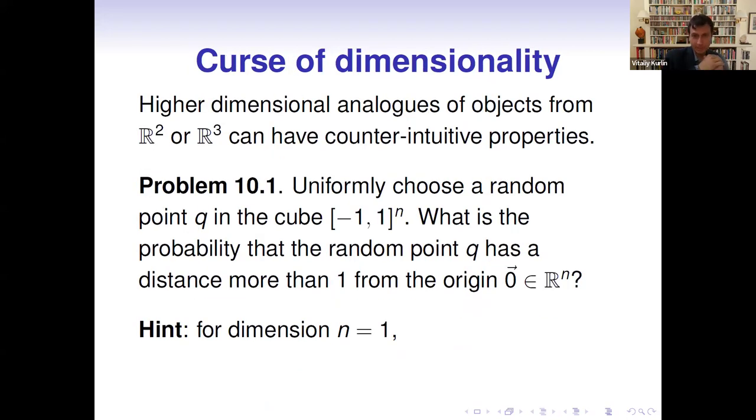Okay, curse of dimensionality. Since this is a PhD training, I am trying to ask some problems, specific questions. Imagine you have the n-dimensional cube with coordinates in the range -1, 1. And we uniformly choose a random point on this cube. So it means we have n coordinates, and every coordinate is a random number between -1 and 1. What's the probability that such a random point has a distance more than one from the origin?